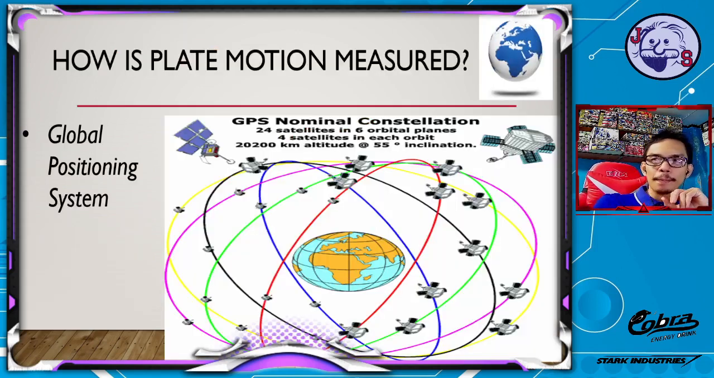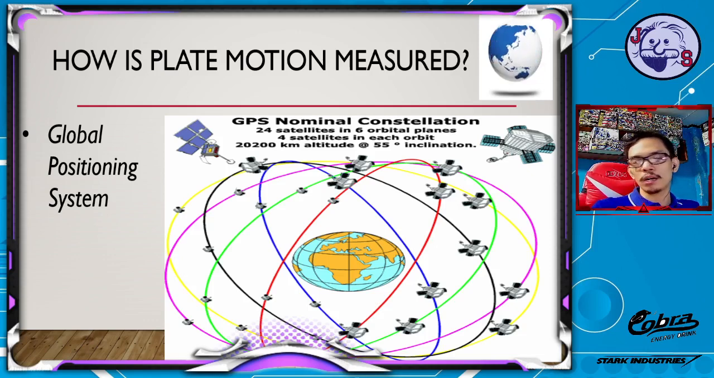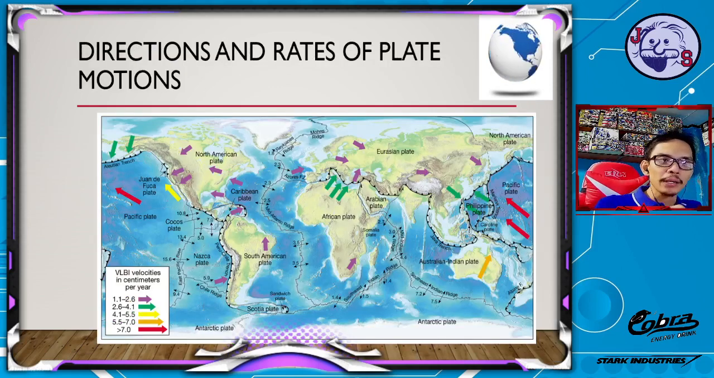Alright, next one is the GPS. There are a lot of satellites out there revolving around Earth, and these satellites are very good in locating. There are also receivers that are planted on each of the continents. And geologists always monitor that movement, and that is the reason why they have an idea on how fast each of the plates here on Earth is moving.